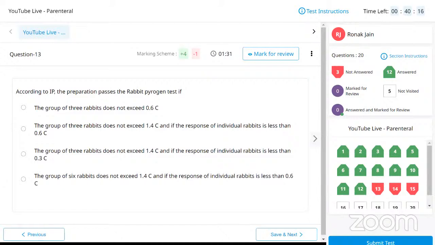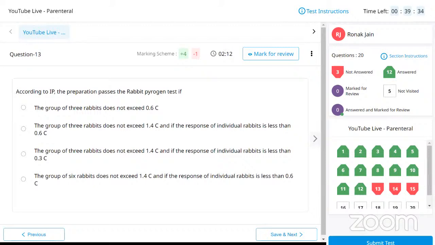the body temperature. So when the body temperature goes up, we will automatically understand that the formulation has pyrogen. So there are specific terms and conditions, like when should we understand that there were pyrogens in it or not. There is a group of rabbits that has been taken. So the first option says the group of 3 rabbits does not exceed 0.6 Celsius. This is not the correct one. Option B says the group of 3 rabbits does not exceed 1.4, and if the response of individual rabbits is less than 0.6, so this is the more accurate.